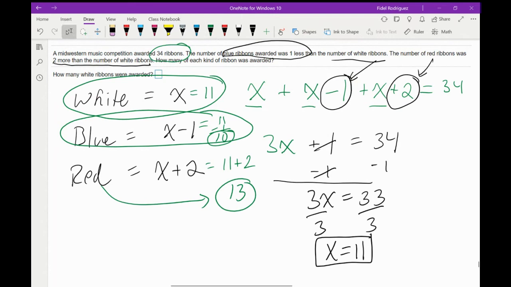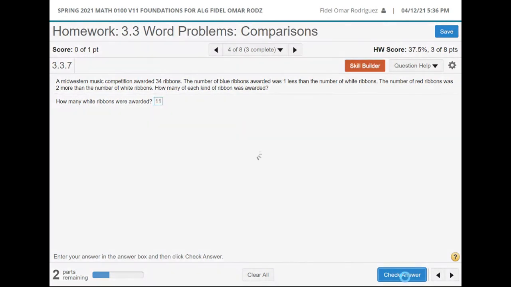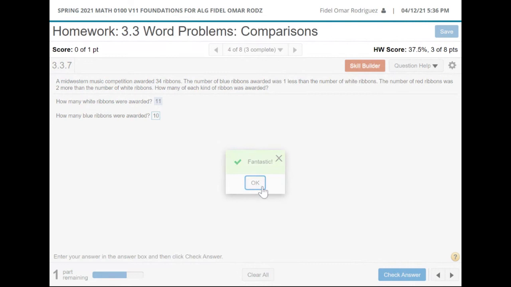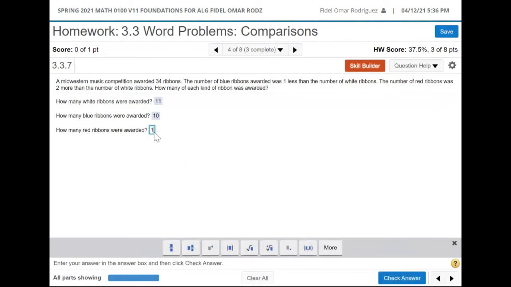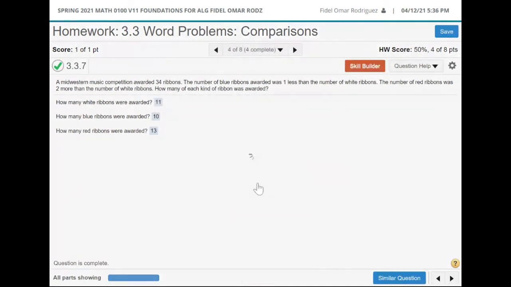So let me go back to my problem so that I can enter numbers in. The first thing it's asking for is white ribbons. For white ribbons, we have 11 of those. So 11 here. Check my answer. There we go. And then blue ribbons, which I want to say was 10. And there we go. And red, I believe we said the answer was 13. And there we go. We got it.